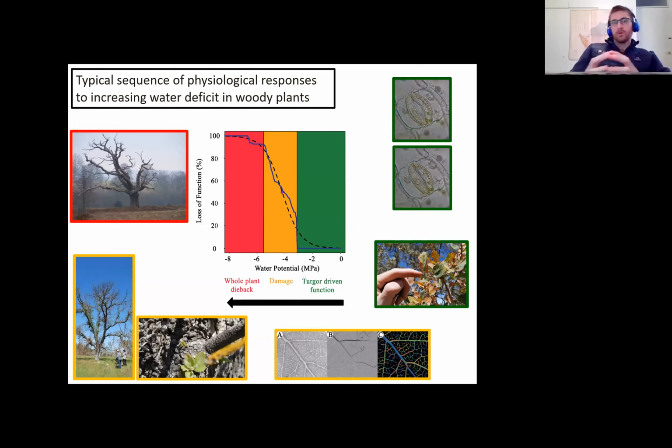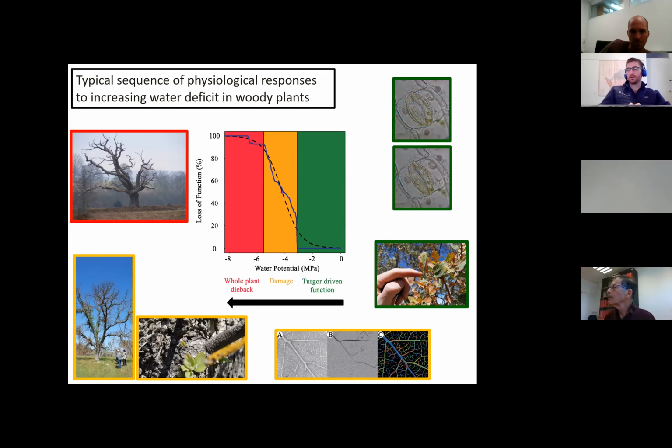Okay, so what results from all this understanding of the basic physiological processes that occur in response to water deficit is a paradigm or a conceptual framework of how we think plants respond to water deficit. And this is captured in this illustration here. What we expect is that there's a phase of recoverable decline of function. This is indicated by the green phase here.